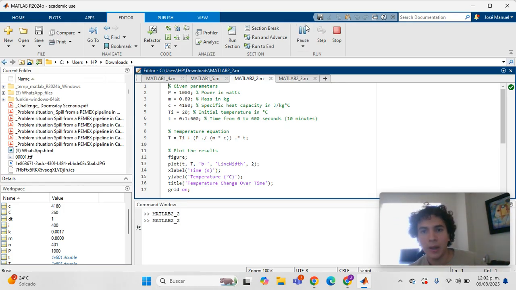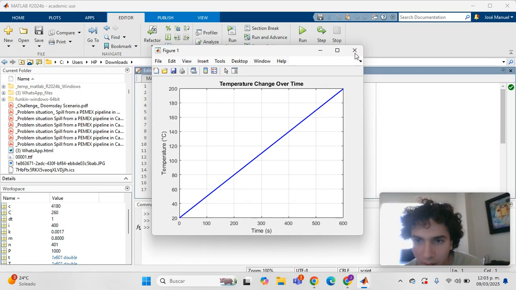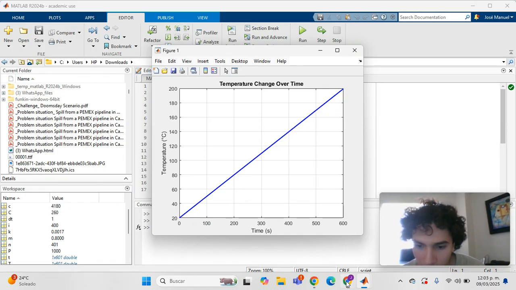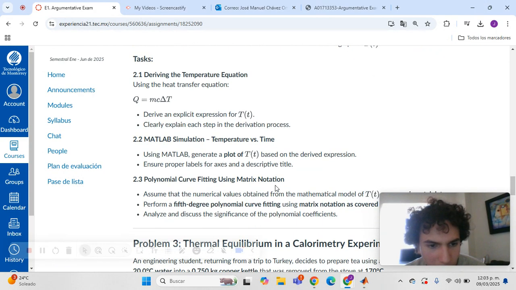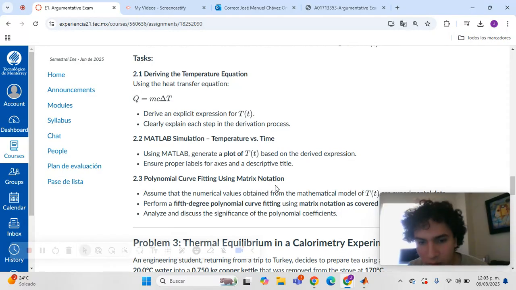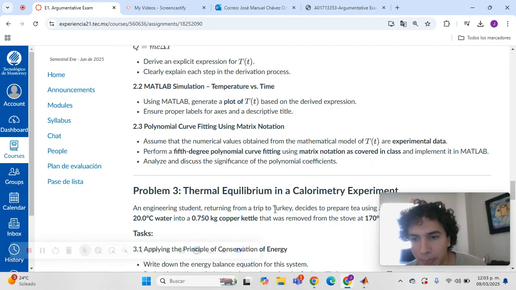So if we run, we can see it's a straight line, which resembles the y equals mx plus b equation, which we could say is useful for this type of problem. And now 2.3, it's asking us to use a 5th degree polynomial curve fitting, implement it in MATLAB, and analyze and discuss what these coefficients mean.